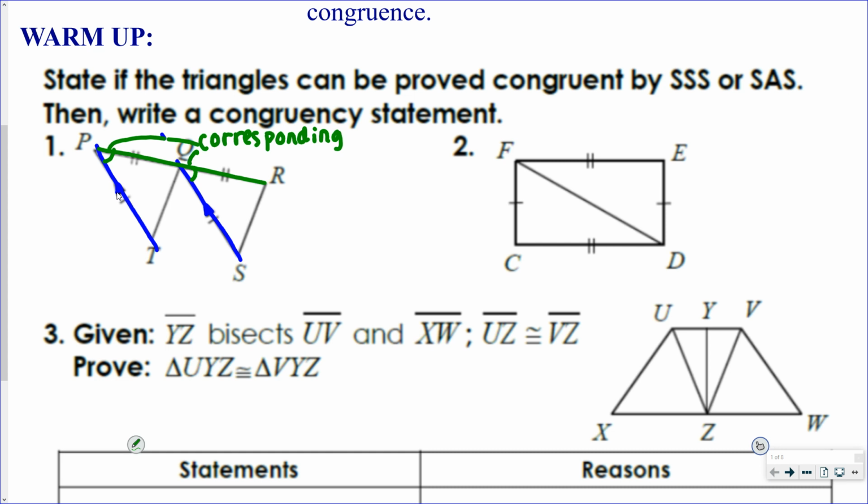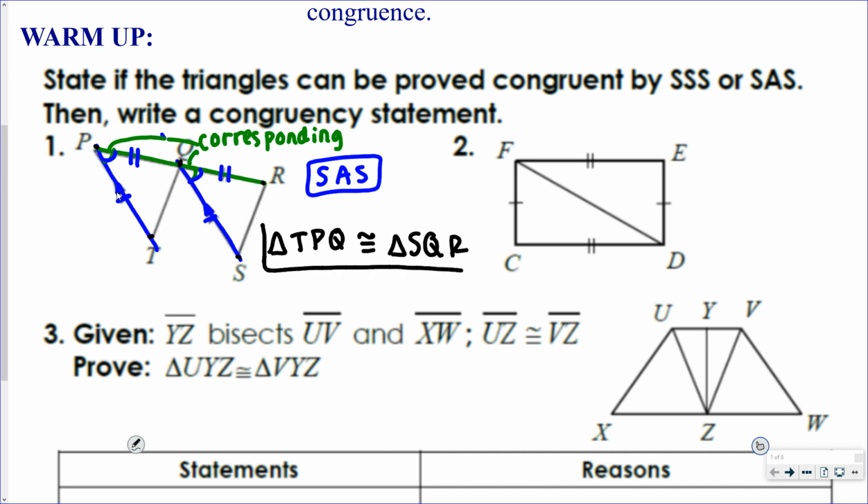Okay. I have side, angle, side. SAS. My congruency statement is stating that those two triangles are congruent by using side, angle, side. So I'm going to call this triangle, I'm never going to go in the order. If I start here with T, P, Q, I go down one hash mark, then over to the second hash mark. If I call that TPQ, then I have to be consistent with my other triangle and call that SQR. Okay, that'd be my congruency statement.